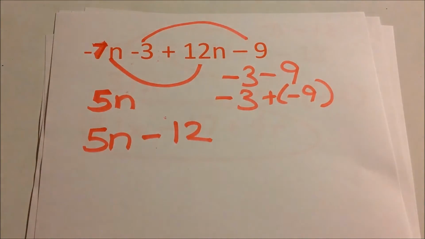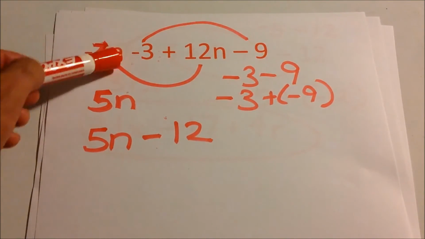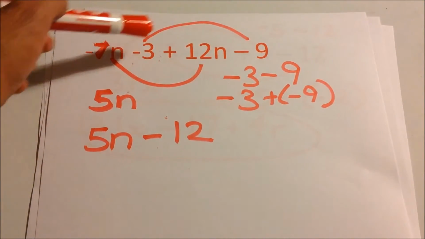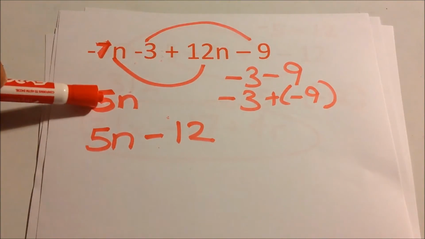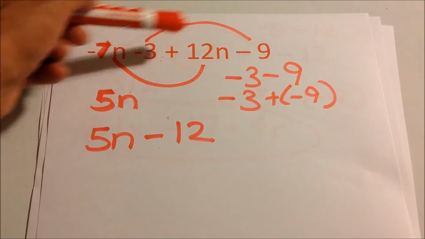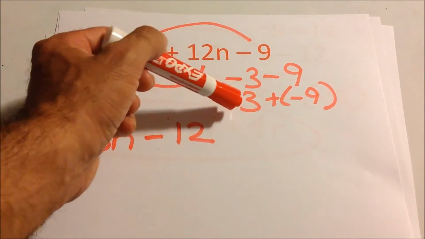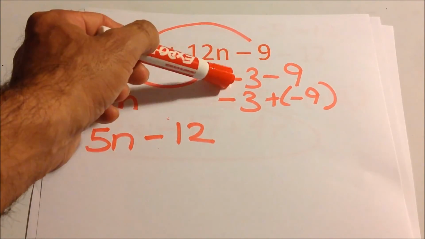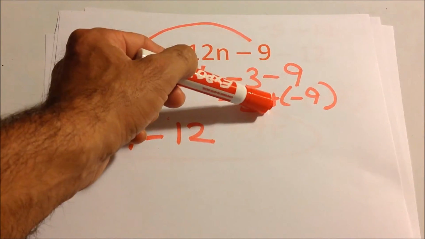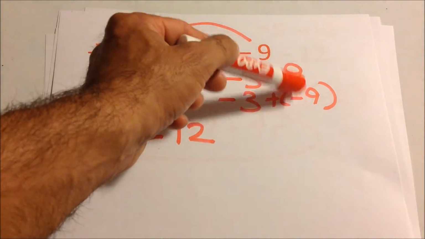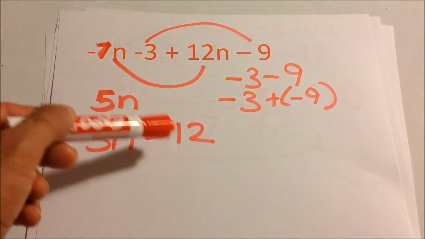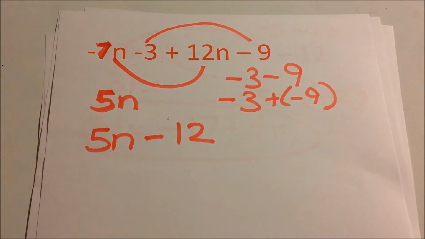Now here we have minus 7n minus 3 plus 12n minus 9. You can combine the n's. So a minus 7n plus 12n is a 5n. And a minus 3 minus 9, remember, keep change. Keep this sign, change the subtraction to plus, and then you change the sign of the positive to a negative, so you have a minus 12. And that would be the answer.